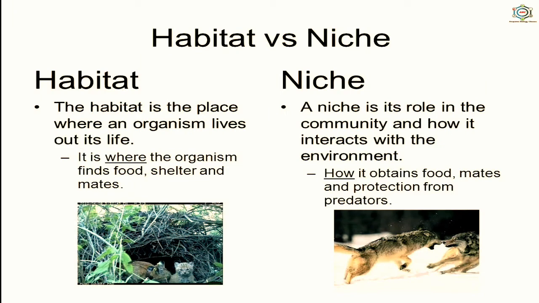So, what are the main differences between the habitat and niche? Habitat is the place where an organism lives out its life. It is where the organism finds food, shelter, and mates. While the niche is its role in the community and how it interacts with the environment, how it obtains food, mates, and protection from predators.